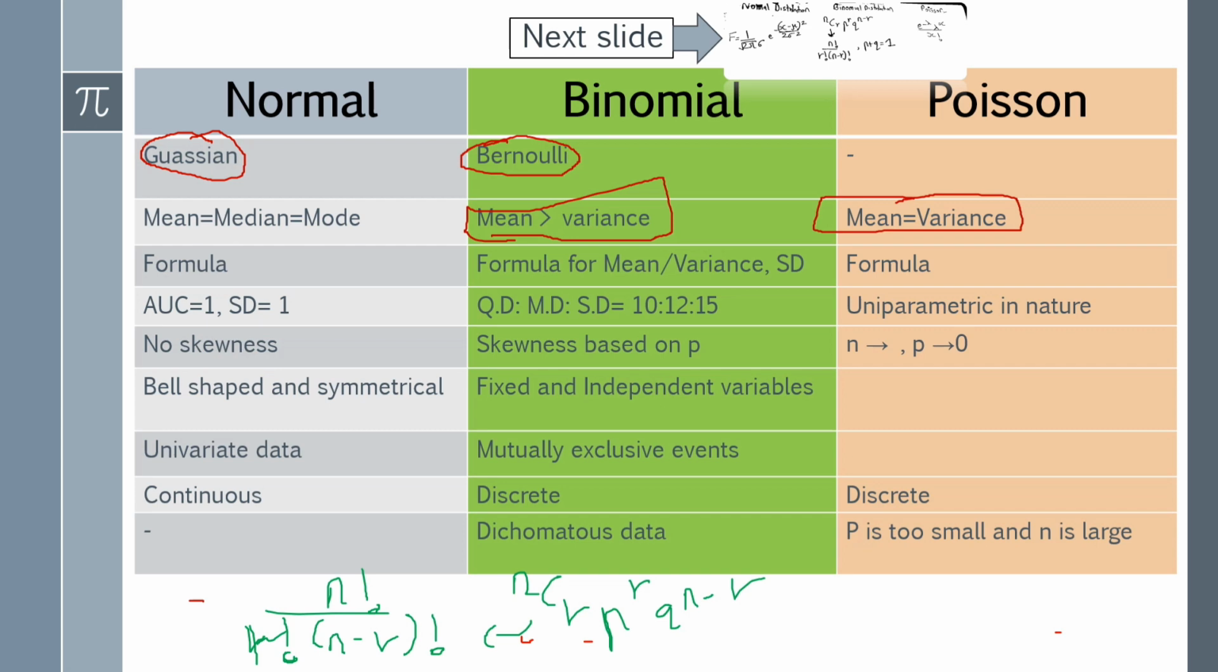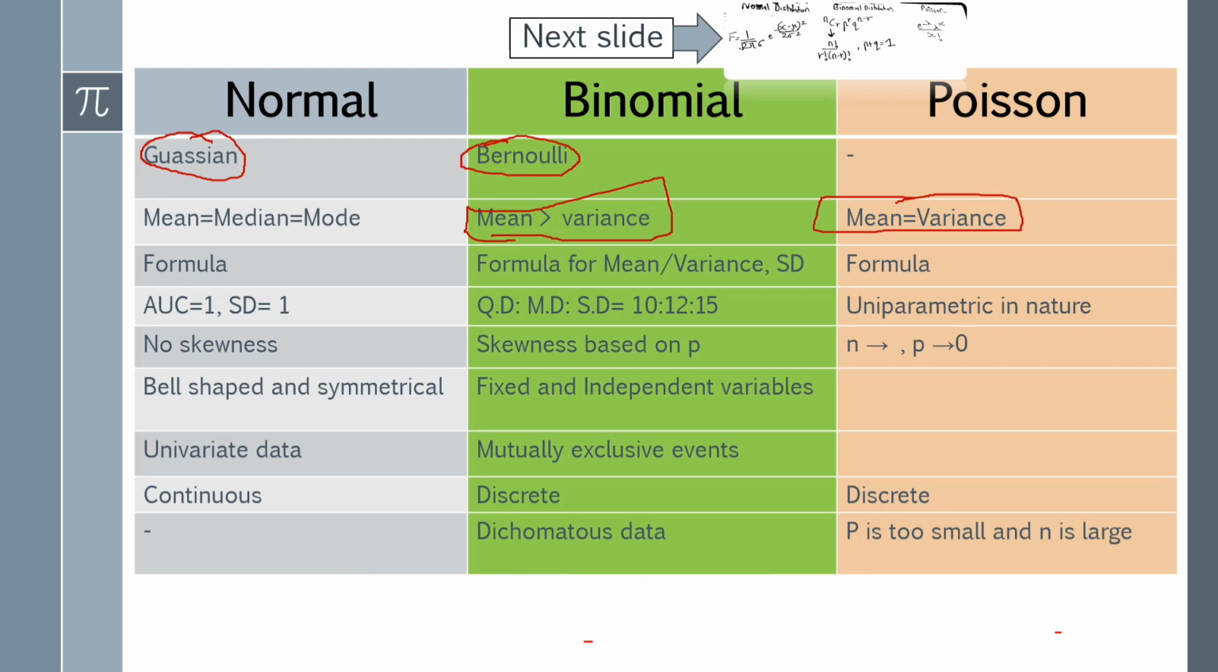And n is the number of trials that you're attempting, or the number of samples, and r is the number of successes which are desired, and P is obviously the probability of success, Q is the probability of failure. So this is the formula for binomial distribution.